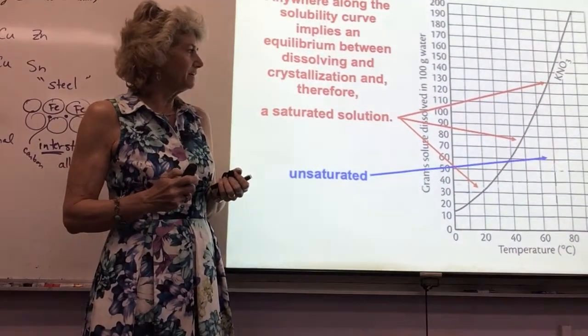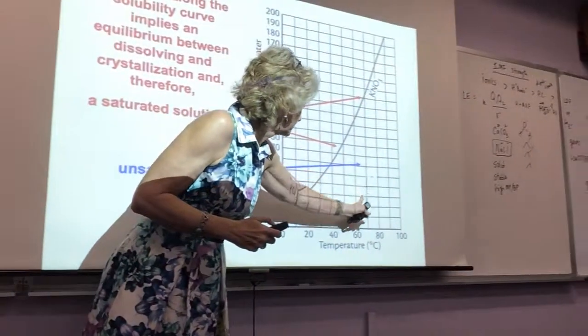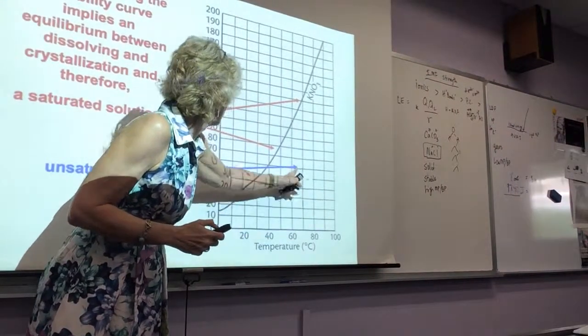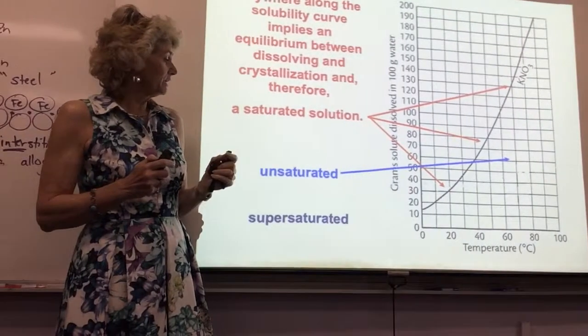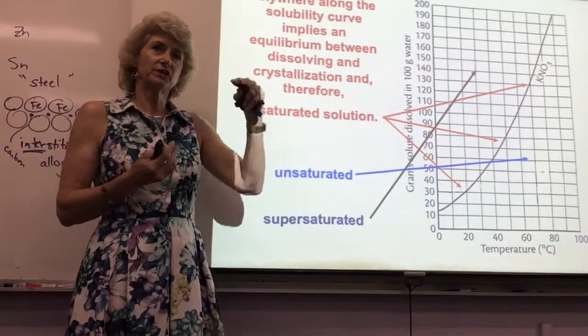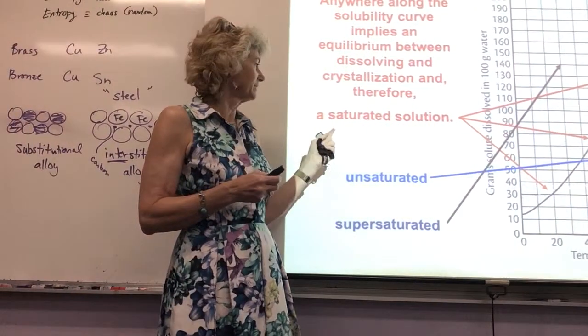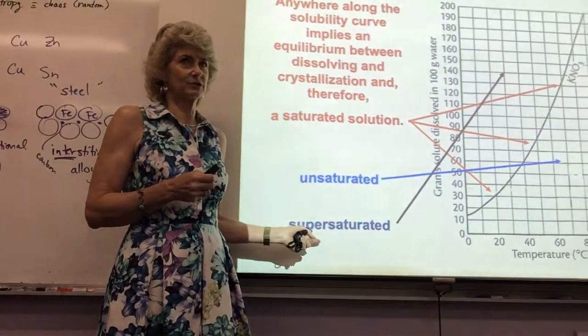If you're below that, at 65 degrees and 60 grams, it'll all stir in. But if you go above that, the crystals just fall to the bottom. So that is called a supersaturated solution.